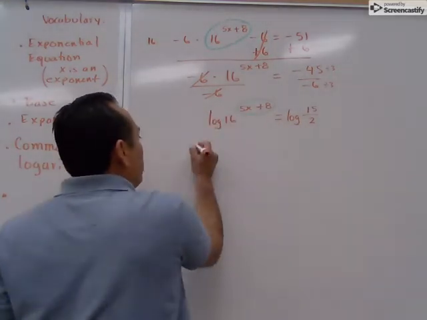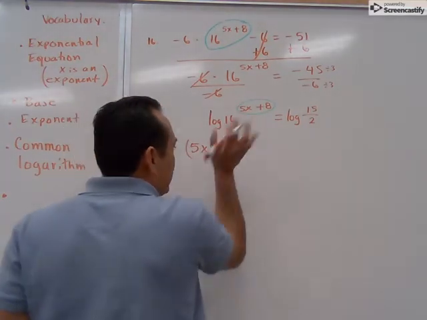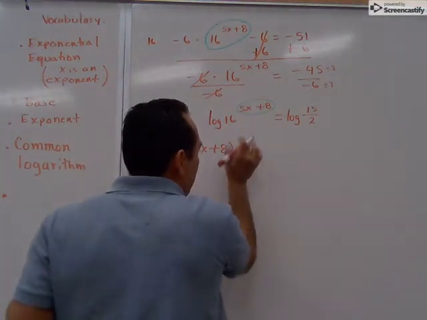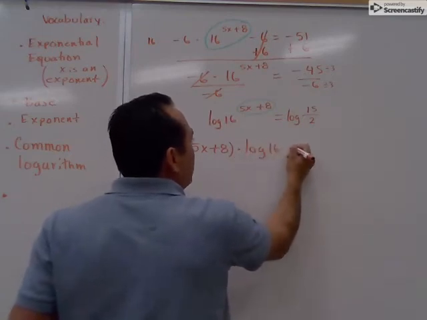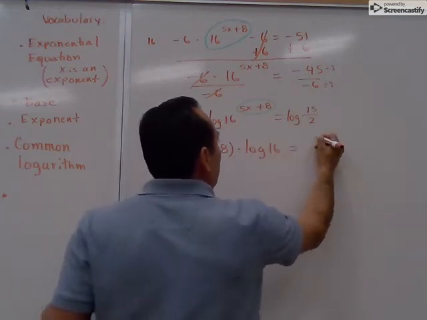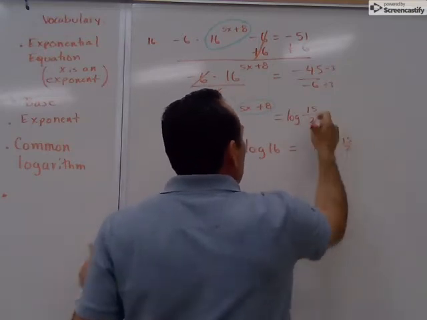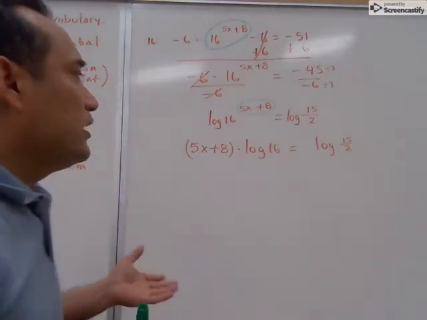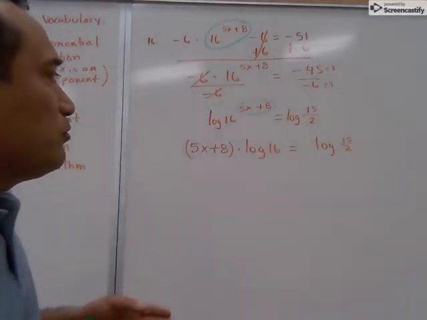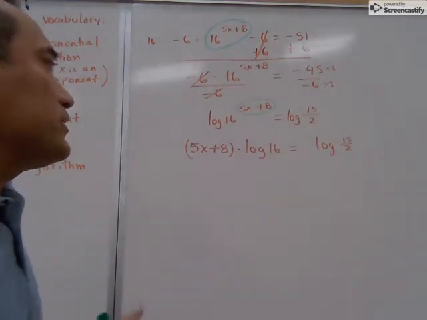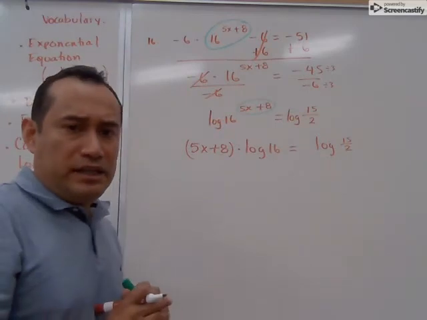If I bring this to the front now, I have 5x plus 8 in parentheses because all of this represents an exponent. And now this needs to be multiplied by log 16. I'm going to be left here with log 15 over 2. If you want to divide this, because it's going to give you a decimal number whose decimal representation ends, you can write just 7.5 if that's what you prefer doing. If not, just leave it like this for right now.